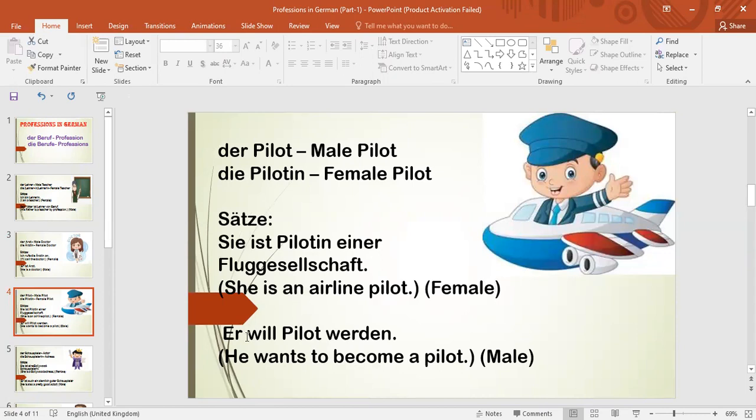And next sentence we have, Er will Pilot werden. Here we are using Pilot. That means a male pilot. Er will Pilot werden. So he wants to become a pilot.